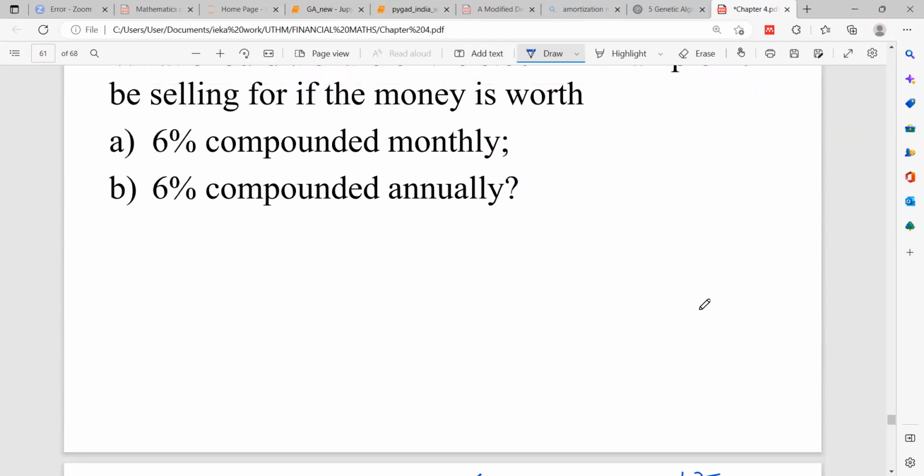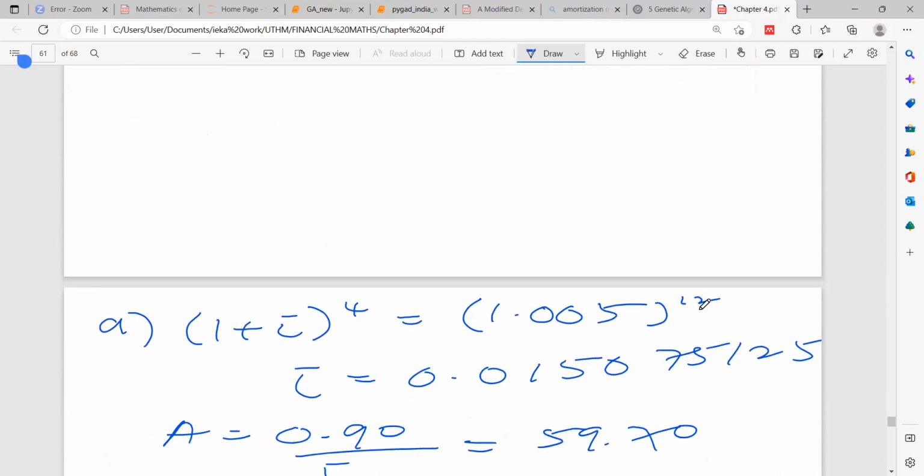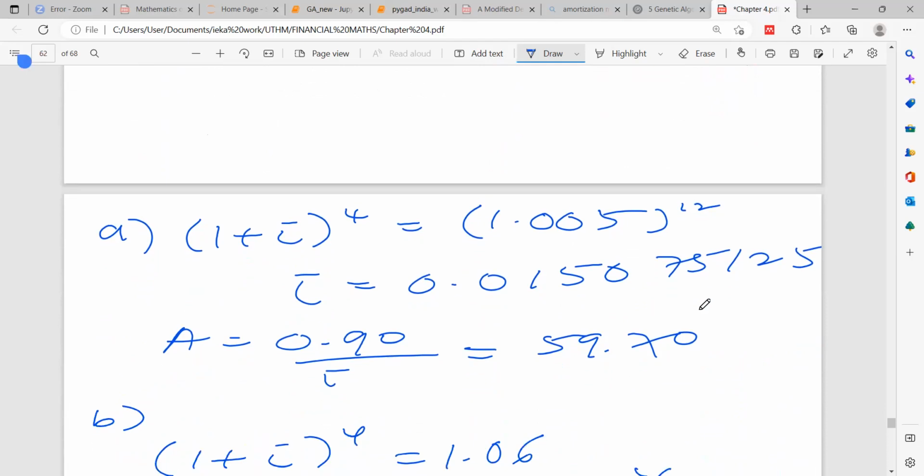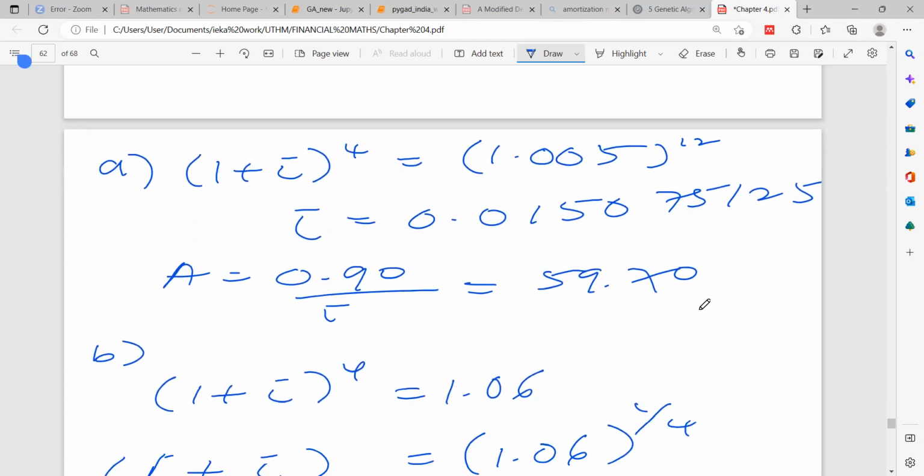Okay. Situasi yang sama tapi dia kata 6% compounded monthly and then 6% compounded annually. So kalau kes yang macam ni, you need to find the equivalent rate. Sebab dia bayar setiap 3 bulan, so you need to find equivalent rate untuk setiap 3 bulan. So bila kita dapat, jawapan untuk A adalah 59 ringgit and 70 sen, and then B is 61 ringgit and 33 cents.